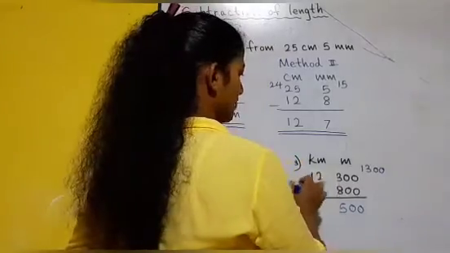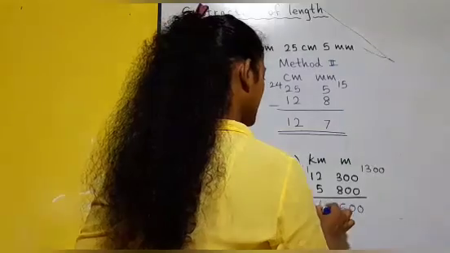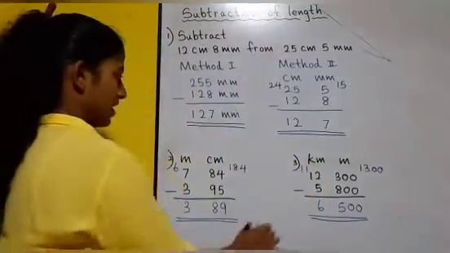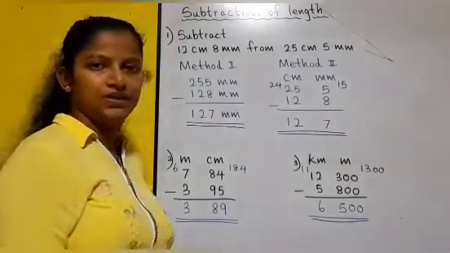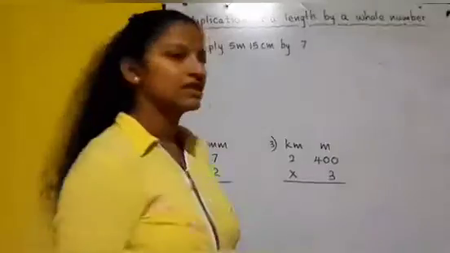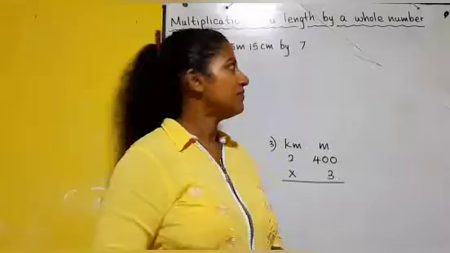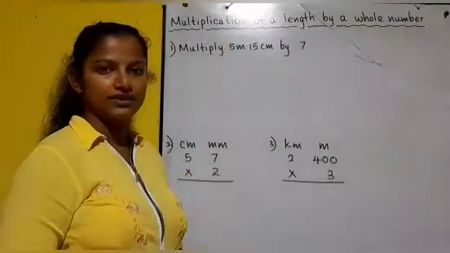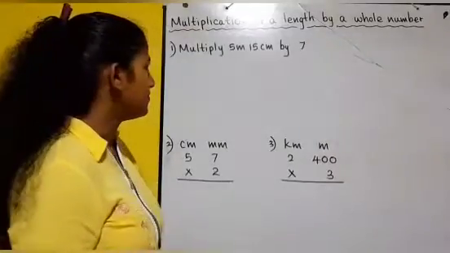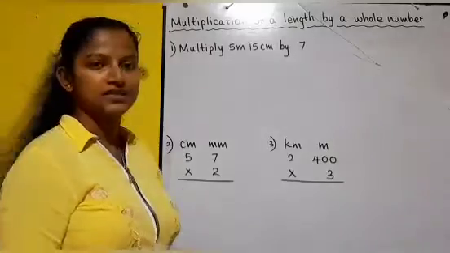Now the remaining amount in the kilometer side is 11. 11 minus 5 is 6. Now this is the answer. This is the way we are performing the subtraction of length. Now we are going to learn about multiplication of a length by a whole number. So our first example is multiply 5 meter 15 centimeter by 7.